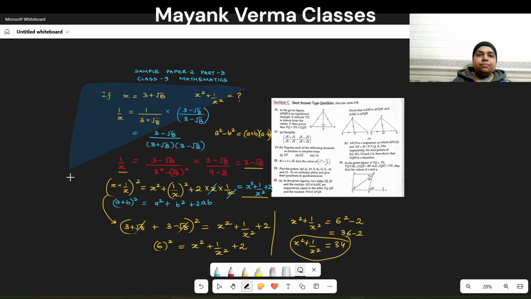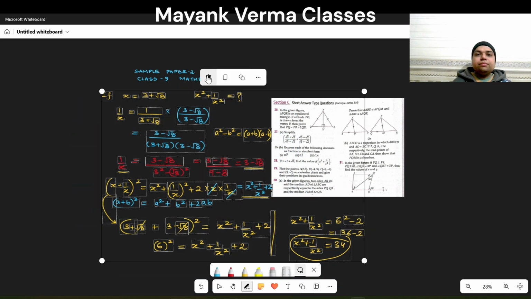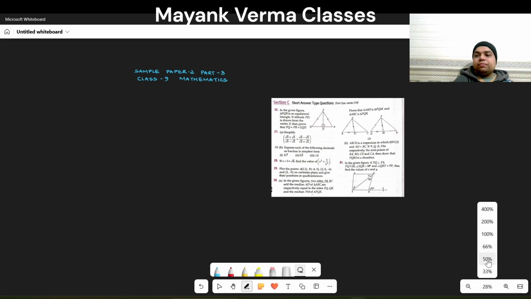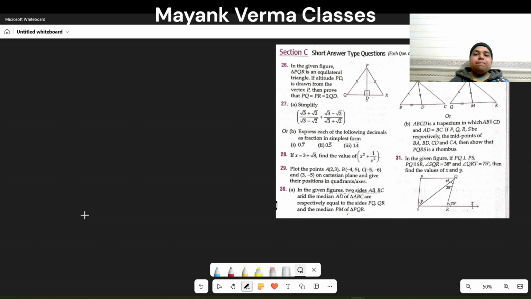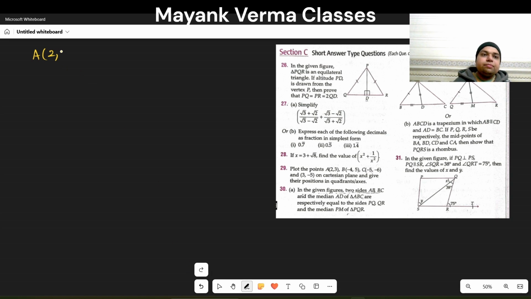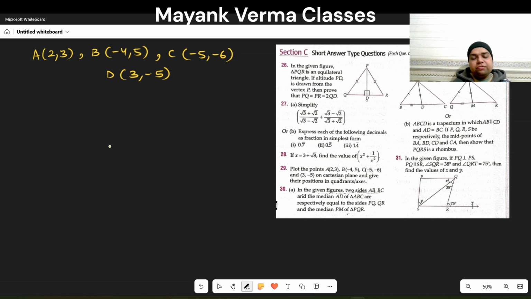In the next question, plot the points. There are some points given, and on the Cartesian plane, give their position in quadrants or axes. So there are multiple points given to us. So first one is 2, 3. Second is minus 4, 5. Third is minus 5, minus 6. And let's say this is D, 3, minus 5. Although D is not mentioned, we can assume.